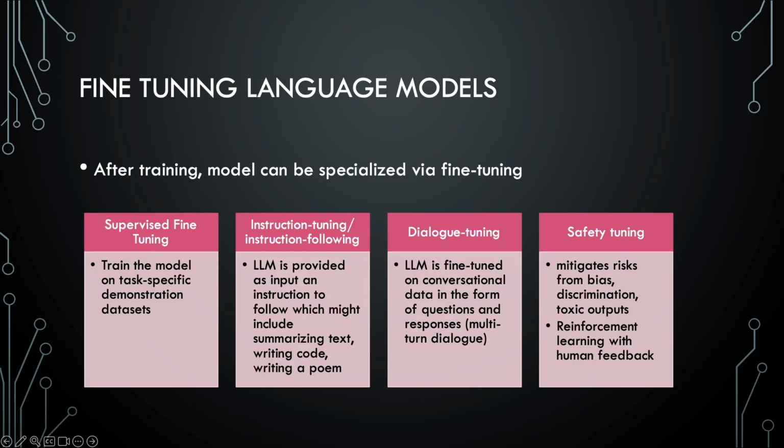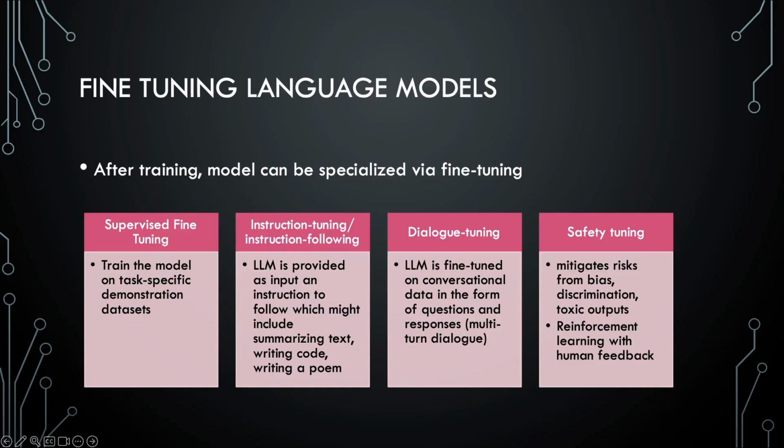Given that foundation models are highly generalizable, we benefit greatly from customizing these foundation models for specific tasks and specific knowledge domains. To do this, we use a process called fine-tuning. There are several approaches to fine-tuning foundation models. Supervised fine-tuning involves training the model on task-specific demonstration datasets. Instruction tuning takes a different approach by providing instructions for the model to follow. Examples include telling the model to summarize this text, write code for X, or write a poem. We then give feedback on the model's instruction following performance.